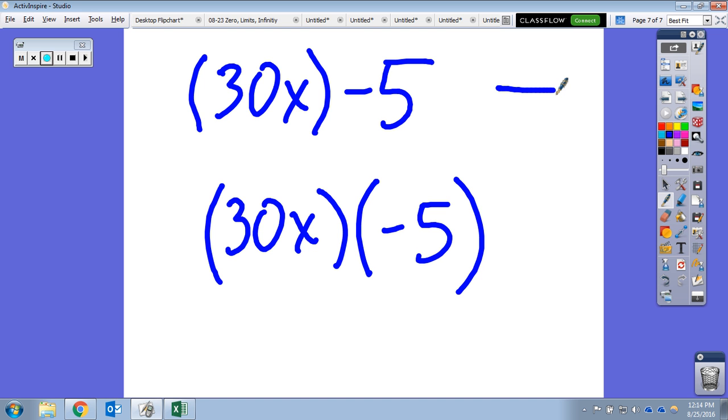So these are not the same thing. This does not equal this. Yes? Does that mean you have to multiply? Yeah, exactly. This implies multiplication. This implies, okay, I would end up with negative 150x. This here is just minus 5.